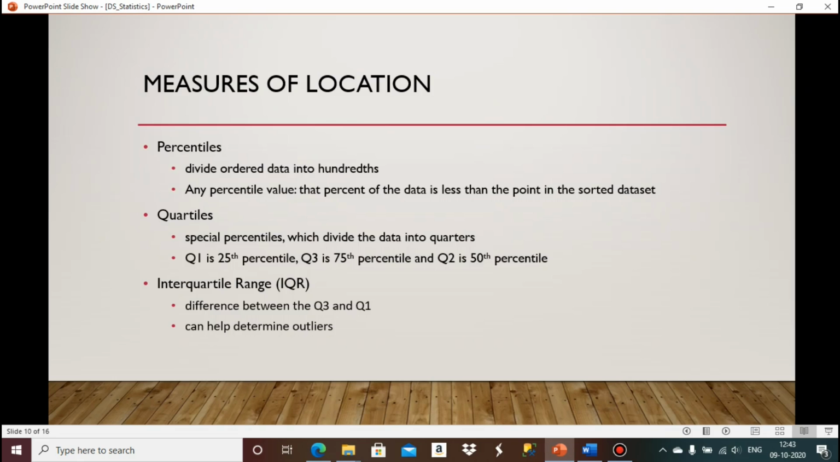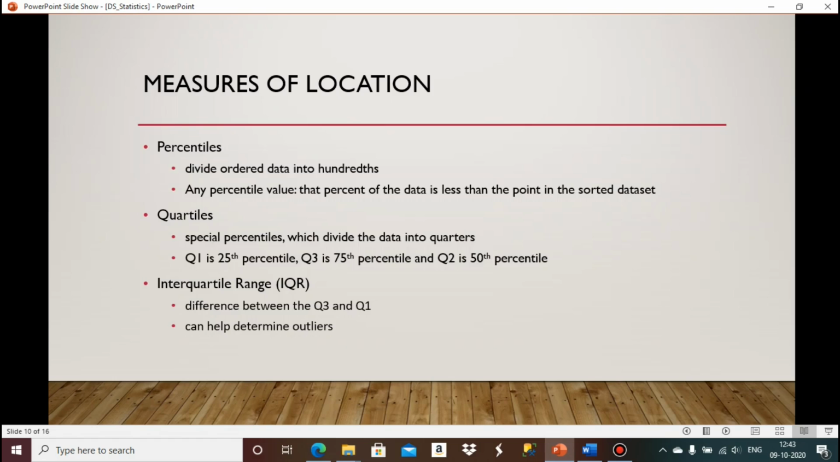So if you get 50 percentile in an exam, what does that mean? That 50% of students in your class got less than you and 50% students got more than you. That means you are in the middle position in the class. So your marks is actually the median in the class. We can say 50th percentile or Q2 or median. All these three are the same.